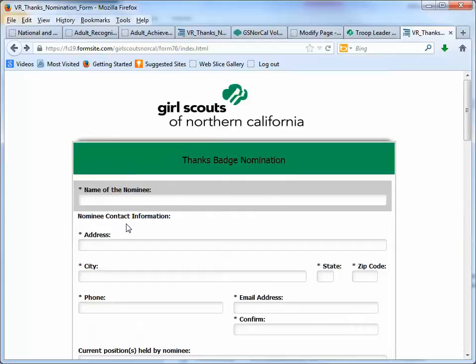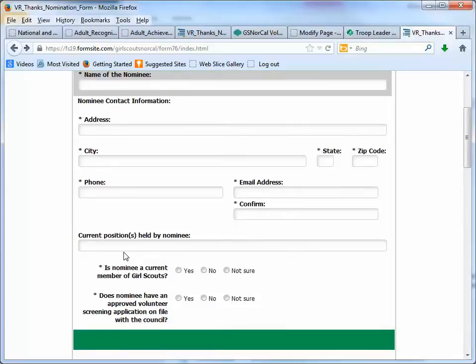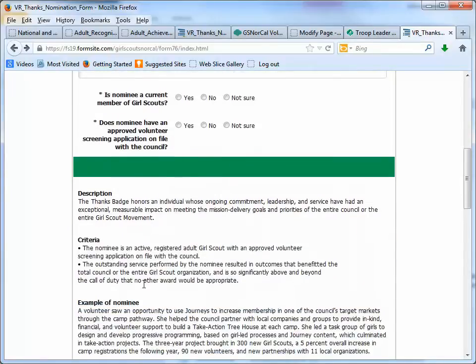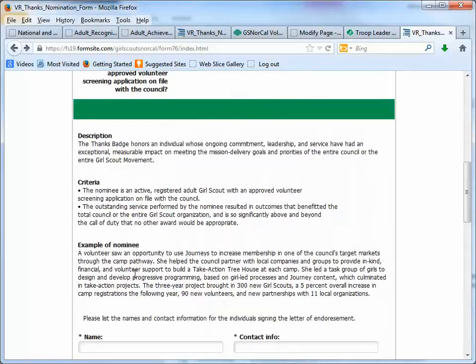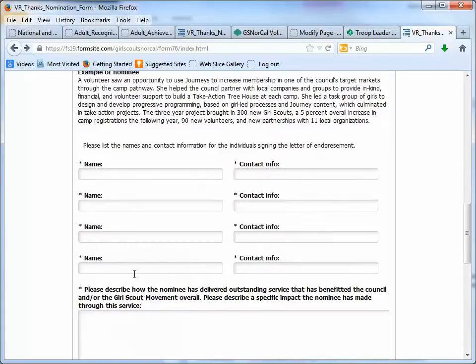You will then enter the name of the nominee and the nominee's contact information, as well as the current position held by the nominee. You will then be asked if the nominee is a current member of Girl Scouts and if they have an approved screening application on file, both of which are required for all awards. You will then see a description of the award, the criteria for the award, and an example of a typical nominee. You will then see the required letters of endorsement, and remember this is the Thanks Badge, so there are 4 letters of endorsement that are required, and you will simply need to provide the name and contact information for the 4 people who will agree to the letter of endorsement.